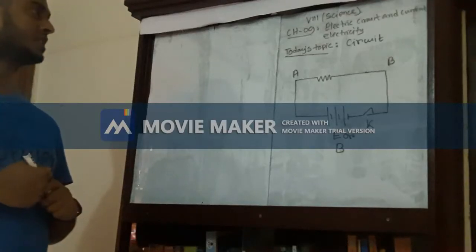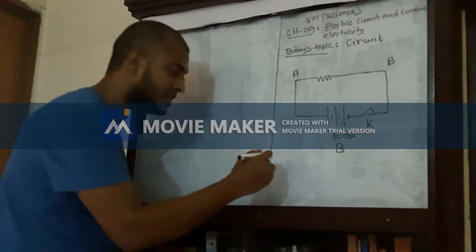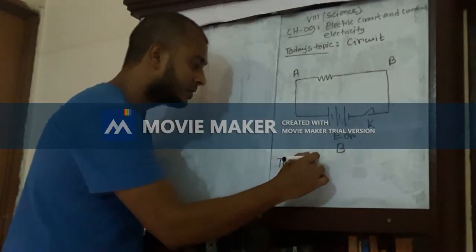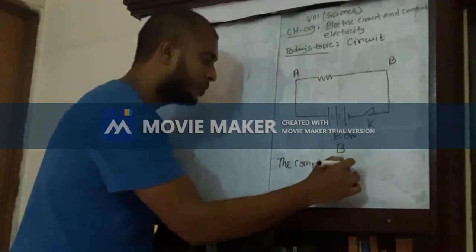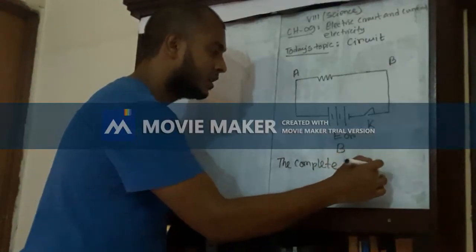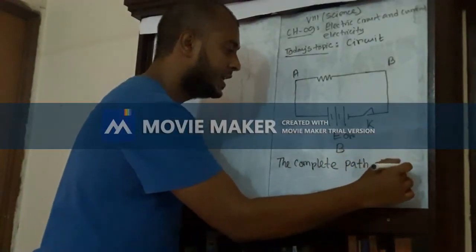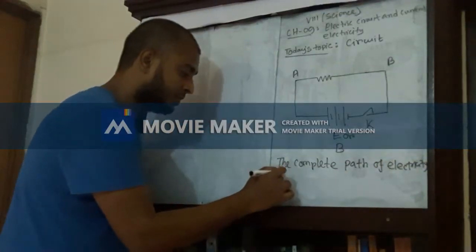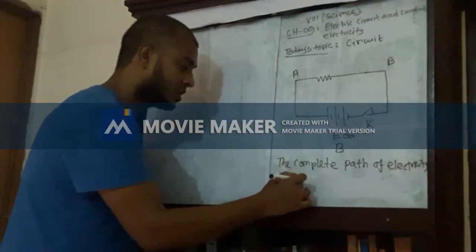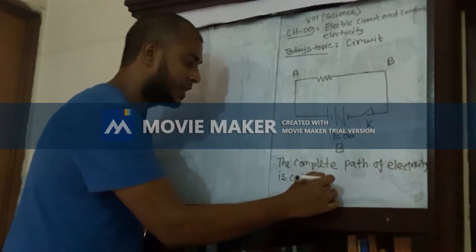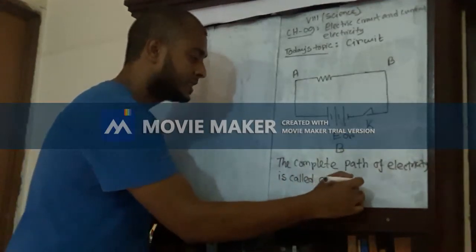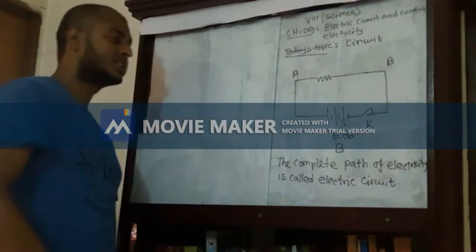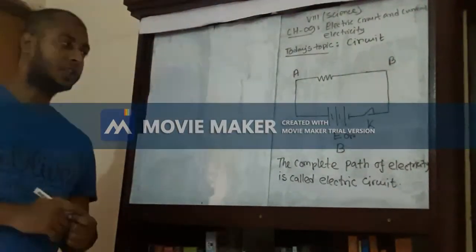Now, boys and girls, the definition of a circuit: the complete path of electricity is called an electric circuit. So electric circuit means the complete path of electricity.